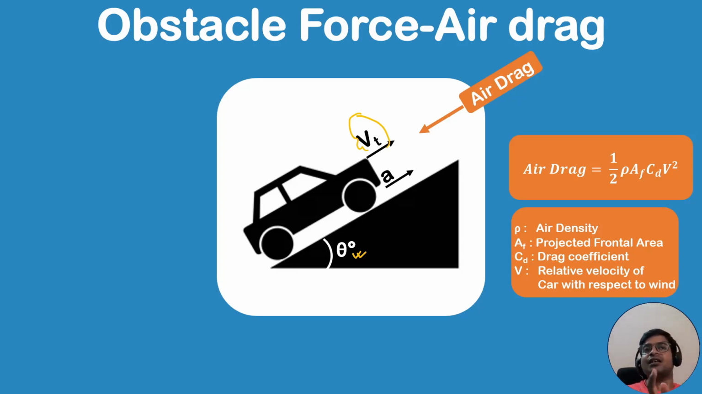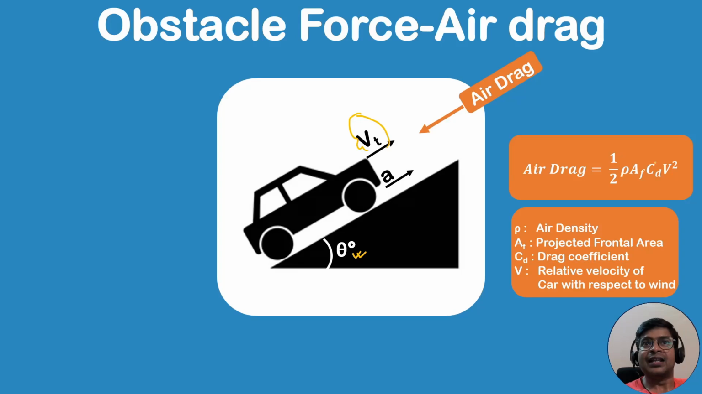This water is replaced by another fluid called air, and the amount of air drag force is calculated using this formula, which is half rho A Cd V square. What is rho? Rho is nothing but the density of the fluid, or air density. A is the projected frontal area, Cd is the drag coefficient, and V is the relative velocity of the car with respect to the wind.